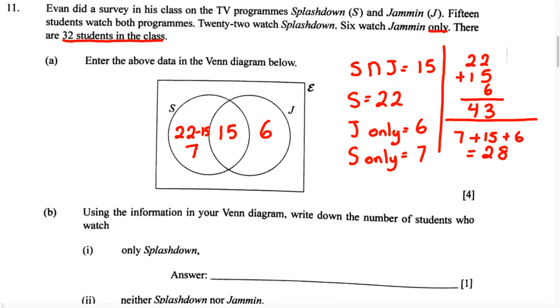Therefore, we're going to have to subtract to see how many students do not watch Splashdown and Jammin'. So all we're going to do is say 32 minus 28. When we put this in our calculators, we're going to get 4. We can write 4 anywhere outside of the 2 circles. I'm just going to write it right here. So we can say S union J complement is going to equal 4.